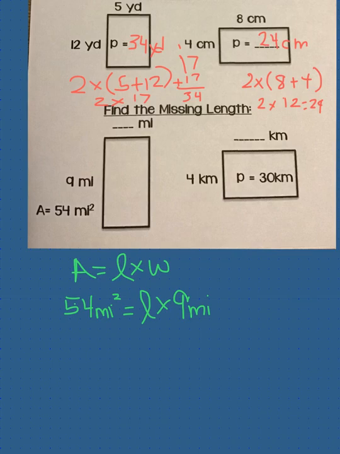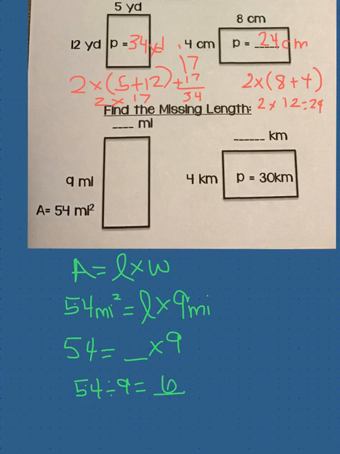Now I can get rid of my units so it doesn't confuse me, but my equation is going to say 54 equals something times 9. Well, what times 9 equals 54? I could think about it that way. I could also do the opposite. This is multiplication. I know the whole number, and I know one factor, 9. So I could do division. 54 divided by 9 equals what? That's going to give me that blank that I'm looking for. Okay? 54 divided by 9 is 6.